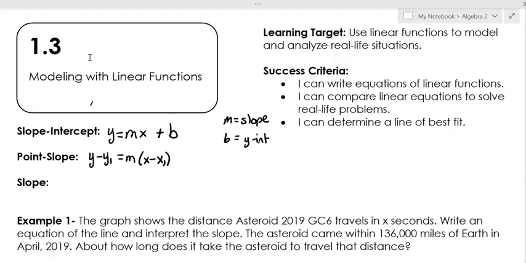Now, if you only have 2 points, you can always find your slope by using the slope formula. Remember, the slope formula is y2 minus y1 over x2 minus x1. And you just need 2 points that the line goes through.